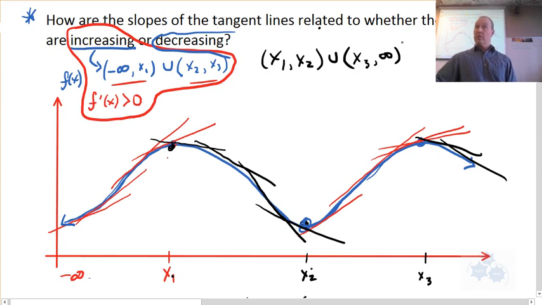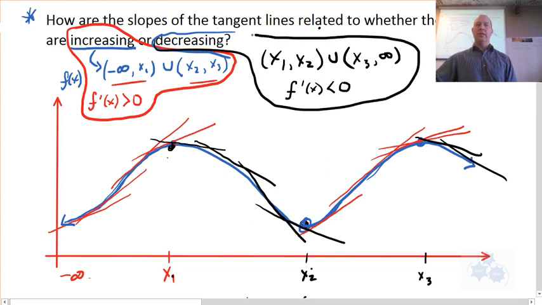So what about those derivatives? Does it make sense that those are all negative? Yeah, not 0, but they're negative. They're less than 0. So the function is decreasing whenever the derivative is less than 0.